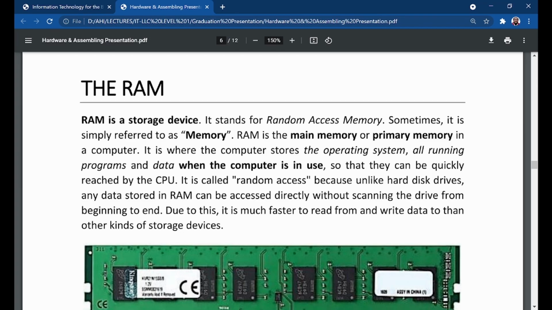And what you need to understand is that RAM is called a volatile memory. A volatile memory. Please, are you here? It is called volatile because it cannot hold data without electricity. It needs electricity to be able to hold data. Are you with me? That is why it is called volatile.